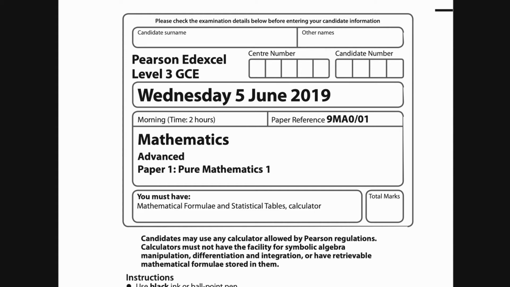In this video we are going to be covering the Edexcel A Level Maths Paper 1 from the June 2019 series. This is the first out of the 3 papers and this covers the pure mathematics element of the course.